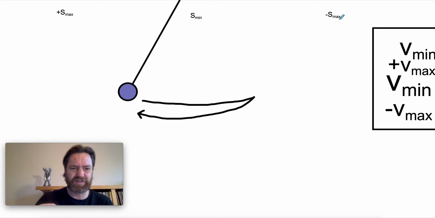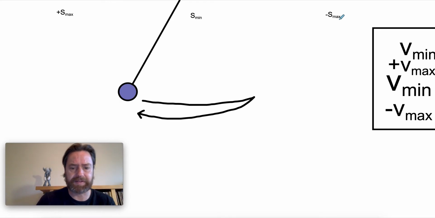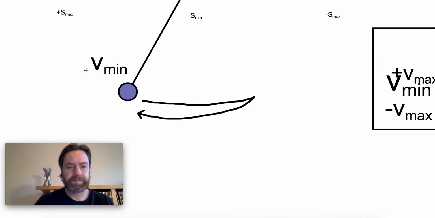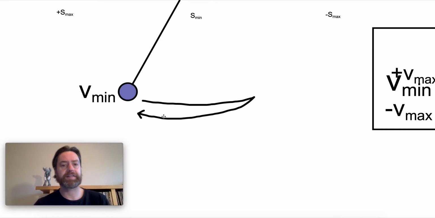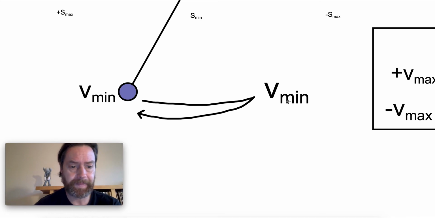So at the extremes, that's where it's slowest. In fact, it's not slowest, it's stopped because it has to change direction. So what we can do is mark on here that we have a minimum velocity at this extreme. So the velocity is 0 when the displacement's at a maximum, and it's also 0 when it's over the other side here.